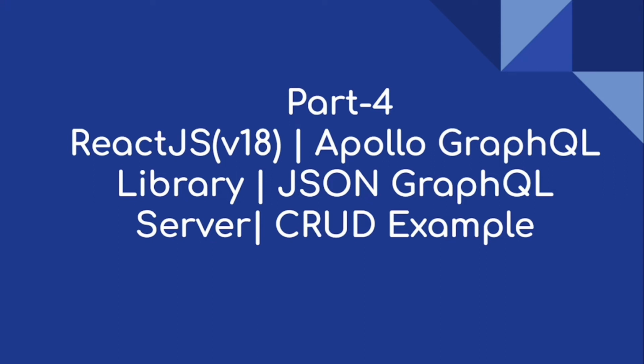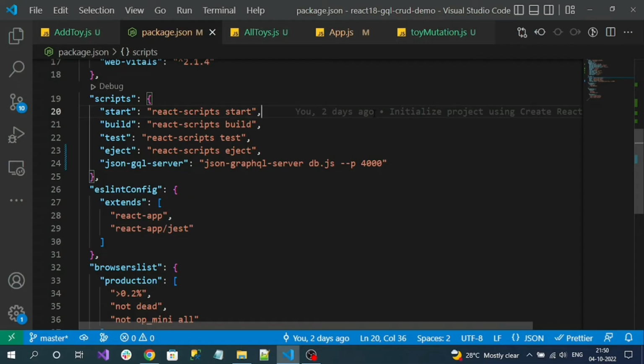So this is part 4 video on ReactJS CRUD example to consume GraphQL endpoint using Apollo GraphQL library. So now our main focus is on updating the item. Okay, so for updating the item, let's create a page level component.